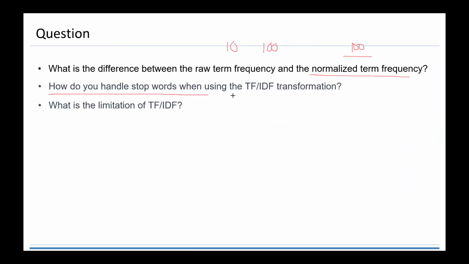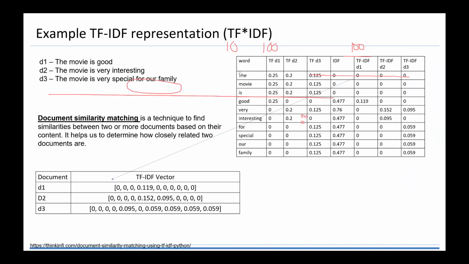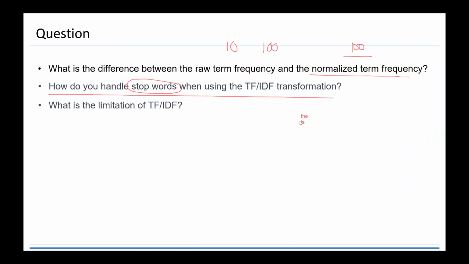How do you handle stop words when using the TF-IDF transformation? I have not explained stop words well in this class, but if you join the text analytics class, I guess you will understand. Stop words are words that appear frequently but are maybe meaningless, for example the, is. The word the appears many times: the movie is good, the movie is very interesting, the movie is very special. You can see the word is also appears many times. So how can we handle this?